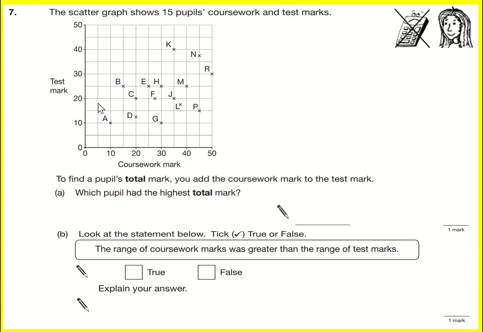We've got what is actually a scatter diagram. So test marks plotted against coursework marks for 15 pupils. To find a pupil's total mark, you add the coursework mark to the test mark. So which pupil has the highest total mark? Well, it's going to be one of these people up here.